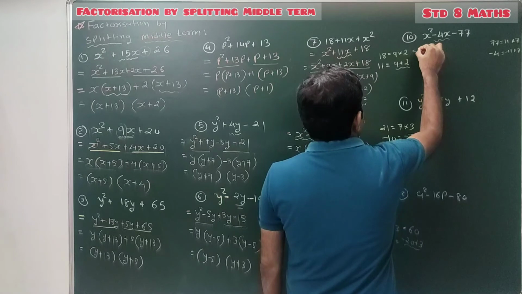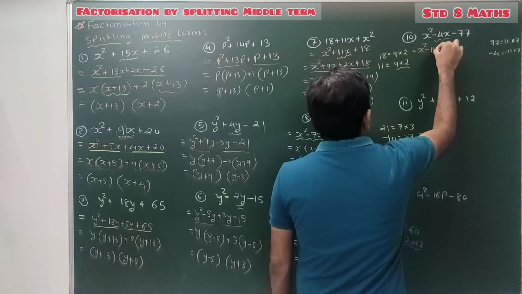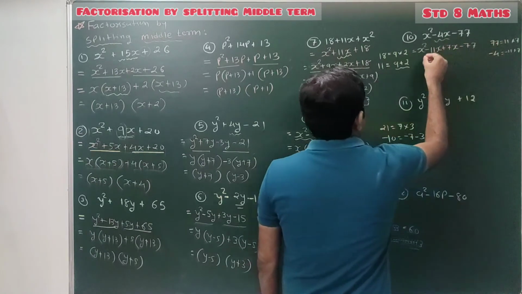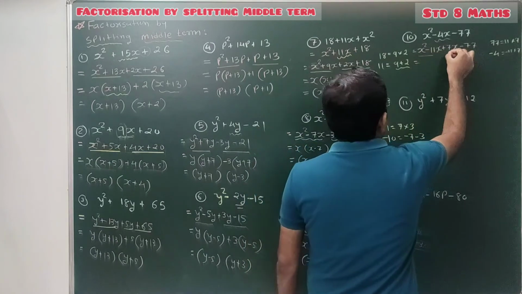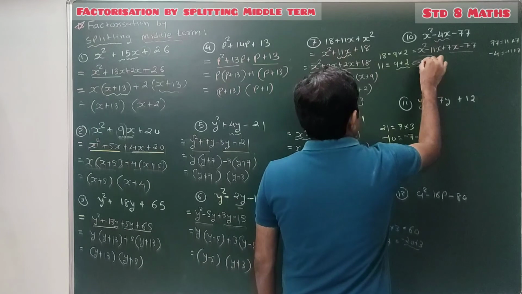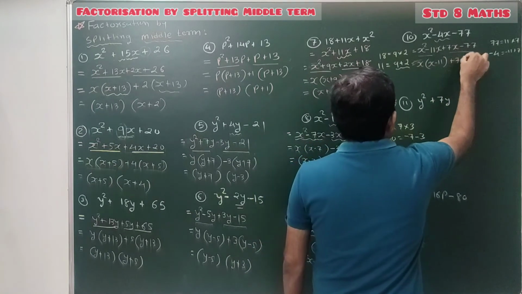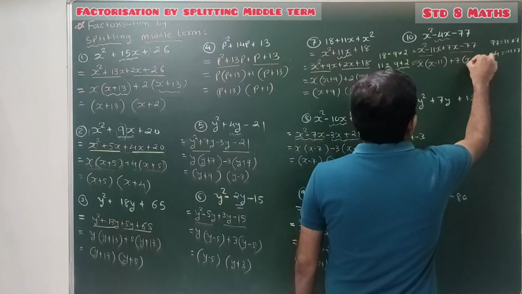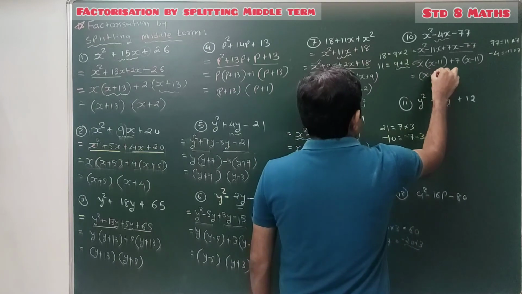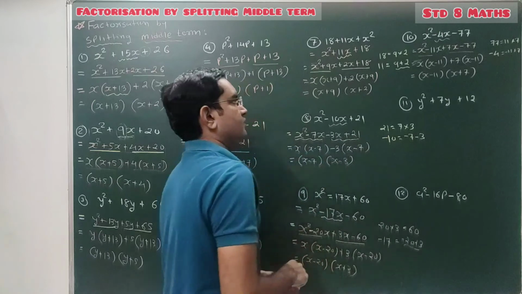So this is equal to x square minus 11x plus 7x minus 77. This is equal to first group, second group. Here we can take x common, it's x minus 11. Here we can take 7 common, it's x minus 11. So this is equal to x minus 11 times x plus 7.